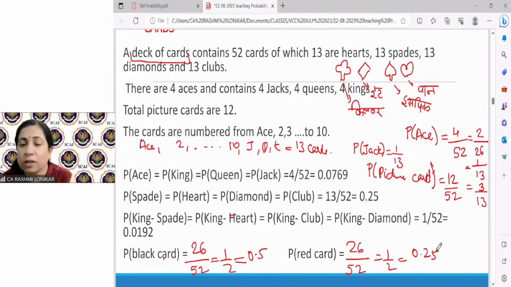Have you understood the cards? Any difficulty, please let me know. Uvarasi, what have you asked for? 5 means number of dice, ma'am. I did not get your question.